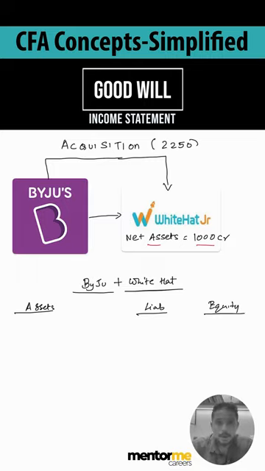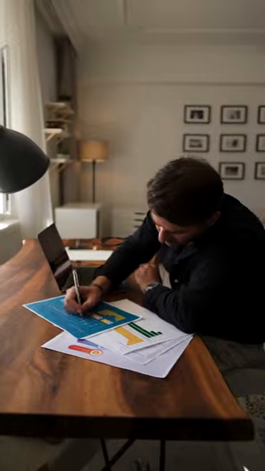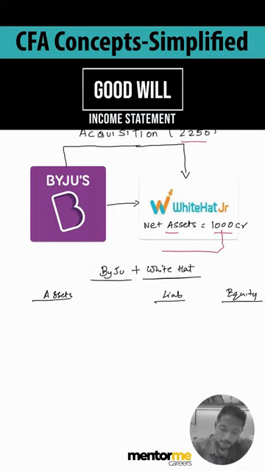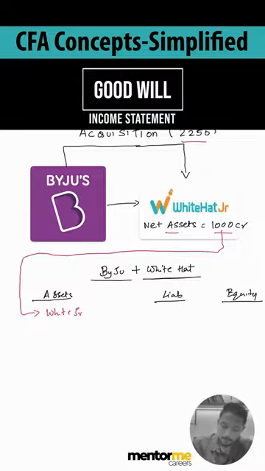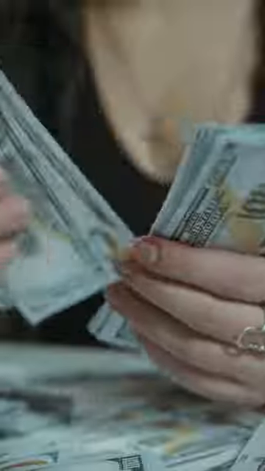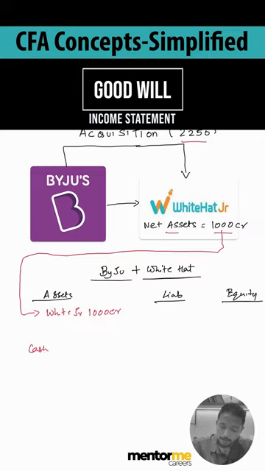But if you look at the market data, Baiju actually paid 2250. So from a balance sheet entry point of view, the 1,000 assets would come into Baiju's balance sheet. So let's say White Hat Junior has come in with an asset of 1000 crores. However, the cash paid to acquire this company is about 2250.